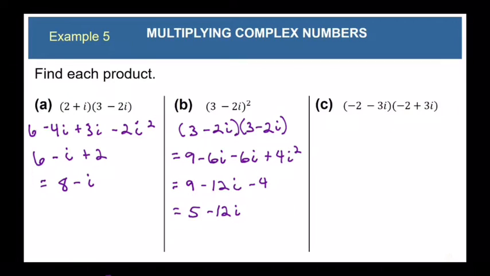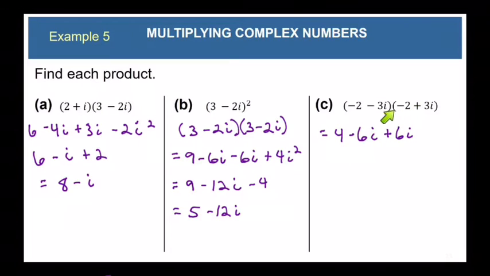Okay, now our last example for this page, we've got negative 2 minus 3i times negative 2 plus 3i. And notice that this is a sum and a difference of the same two terms. So we know before we start that our middle terms are going to end up canceling each other and we're going to come up with an answer that's a purely real number. And so here we go. Negative 2 times negative 2 is positive 4. Outer times outer is going to be minus 6i. Inner times inner is going to be minus 3i times minus 2. It's going to be plus 6i.